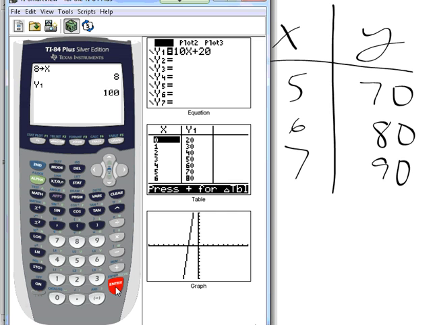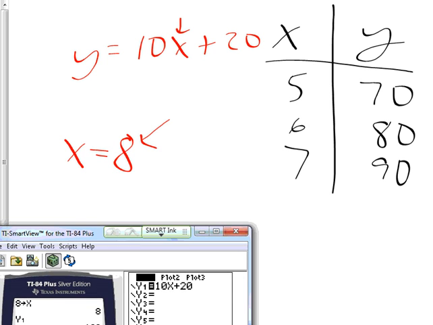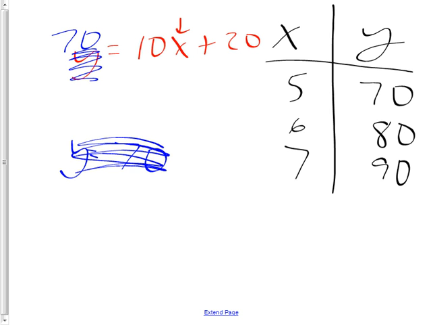Make sense? Okay, and then the other kind of question they could ask you is a little harder. That's when they tell you a y value. They tell you the y value is like 70. Then you got to do this on paper. And you go back and you say y is 70. And you solve that equation. Just solve it for x. So you take away 20.